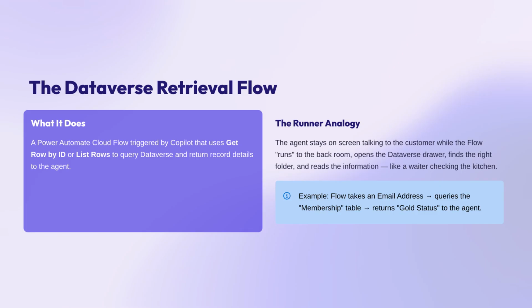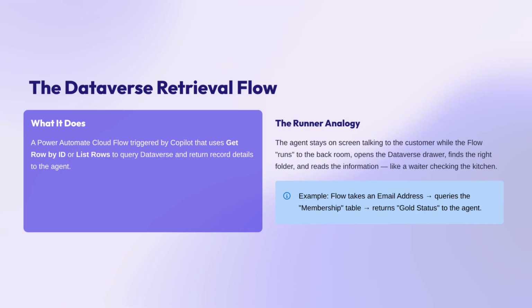Think of a dummy example. You have a table in Dataverse called membership. The flow takes the email address from the agent, looks through the membership table, and finds that the customer has a gold status. The flow then runs back to the agent with that gold status written on a note. Stay with me here because this happens in a heartbeat.